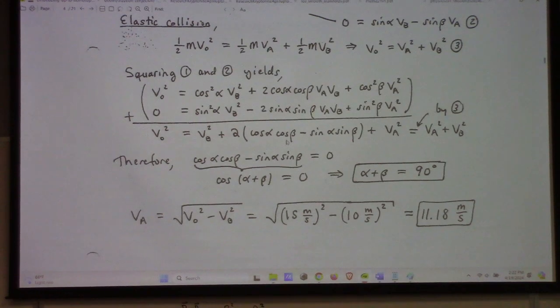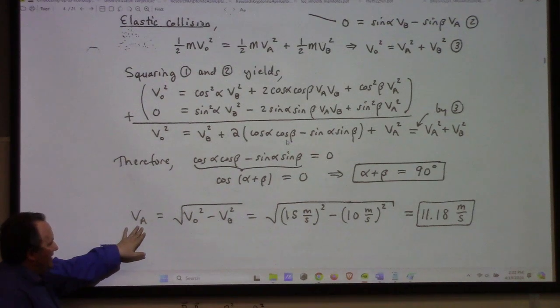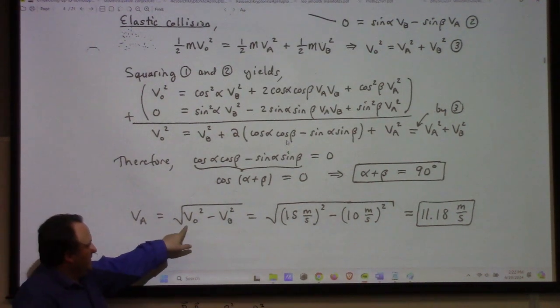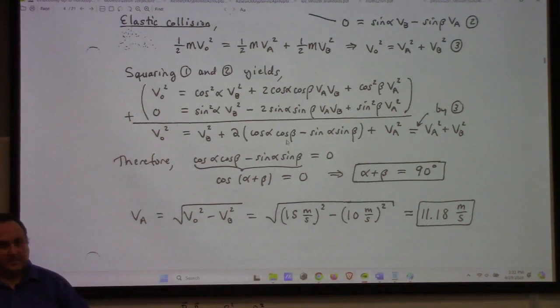So therefore, cosine of the sum of the angles is 0, which means the sum of the angles must be 90 degrees. So there's that. And then the other question's easier to answer. We know that VA squared plus VB squared is V naught squared, so I can solve for VA since I know V naught is 15 and I know VB is 10. Those are both given, right? So there you go.